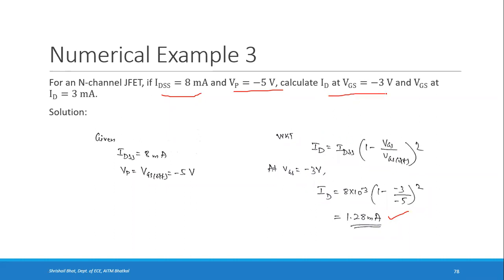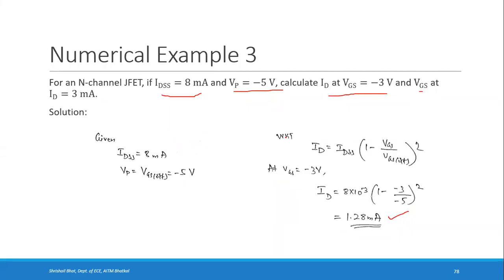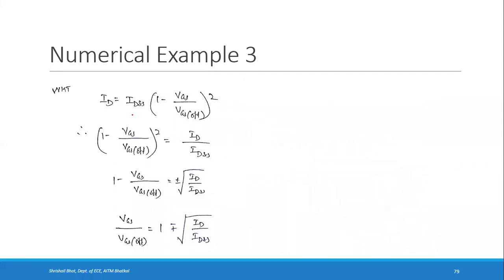Next, you have another question here. You are asked to find VGS when ID is equal to 3 milliamps. So that means you need to get the value of VGS from this expression. You have to rearrange the equation. We know that ID is equal to IDSS into 1 minus VGS by VGS off, the whole square.